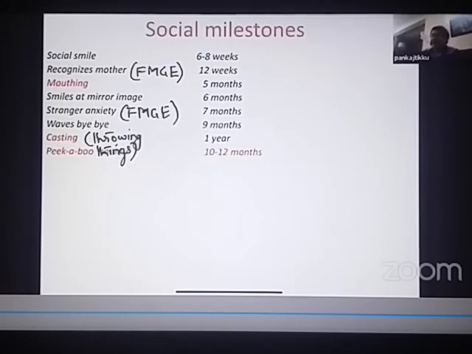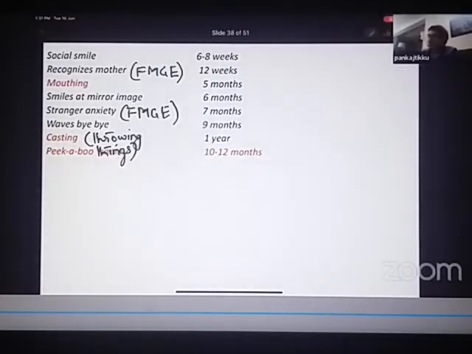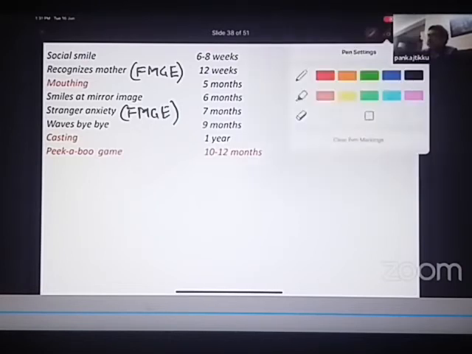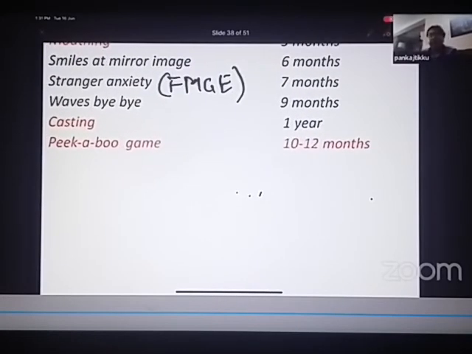When does a child play a peekaboo game? What is a peekaboo game? You cover your face and suddenly you show your face to a child who is sitting opposite you, and the child feels very happy. This is peekaboo. So when does a child play a peekaboo game? The child plays or enjoys a peekaboo game at the age of 10 to 12 months.